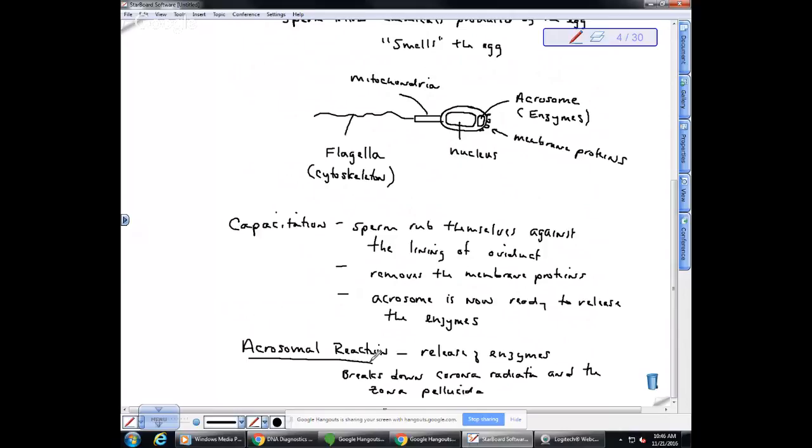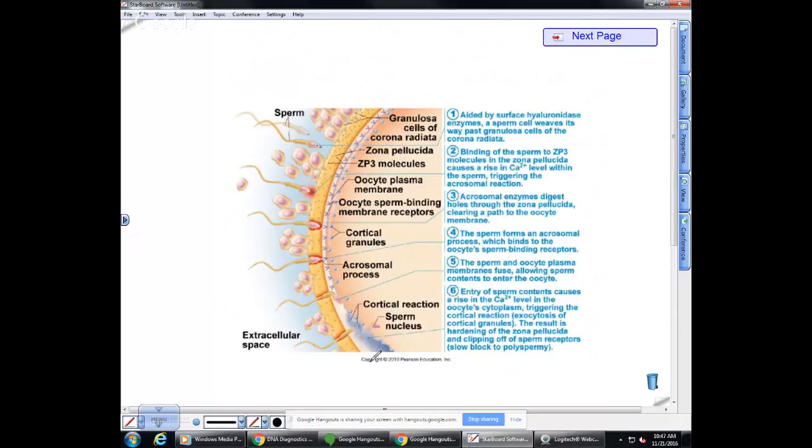Okay. So if we look at a diagram that shows this, right? Here's my diagram. It just shows one sperm, but think about how many sperm were in here, right? And so here you can see that they make their way through the corona radiata, which are those cells, and then they get to the zona pellucida, and then they release their enzymes.